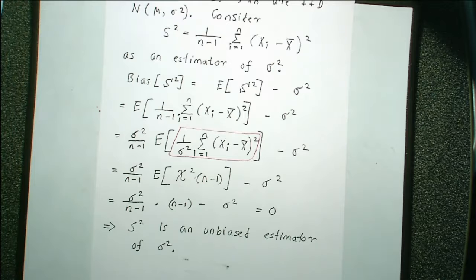I talked about the chi-square distribution in the last 2 weeks. If you look back in the notes, you will see it, right? One of the properties of a chi-square variable is that the expected value is equal to the degree of freedom. So the expectation of this is equal to n-1. So these two cancel out. So the bias becomes 0, right?